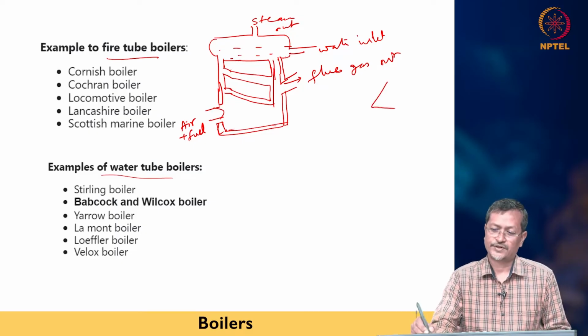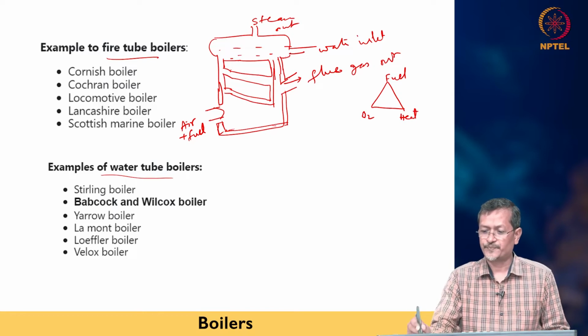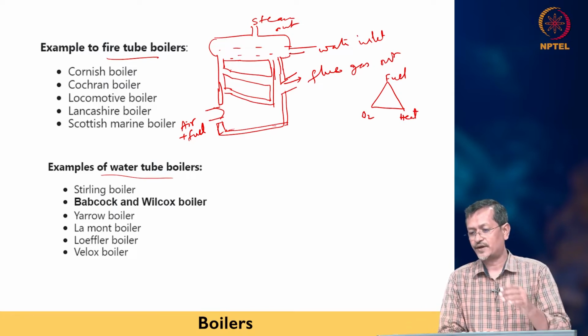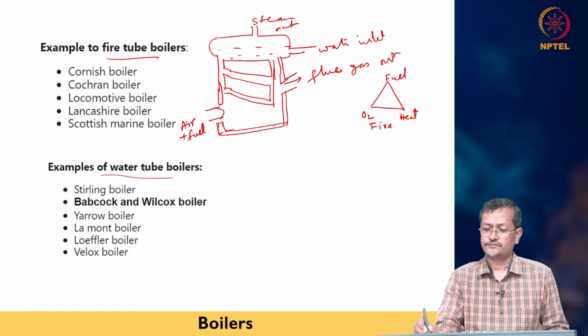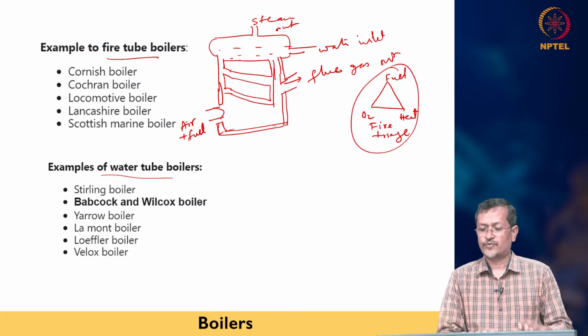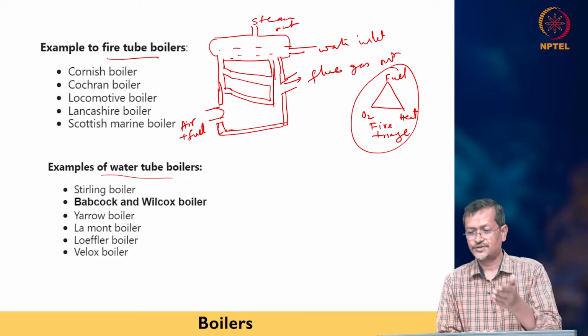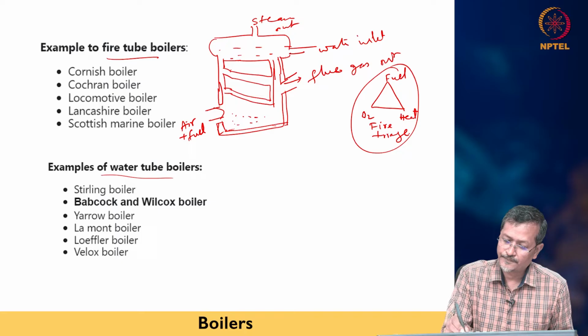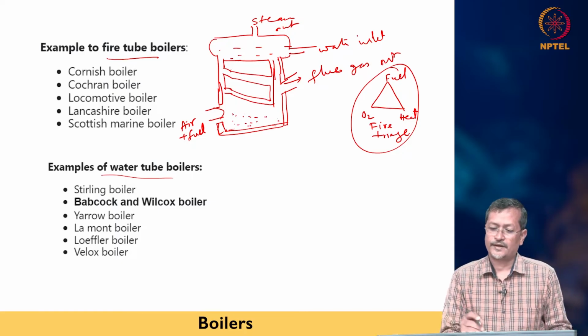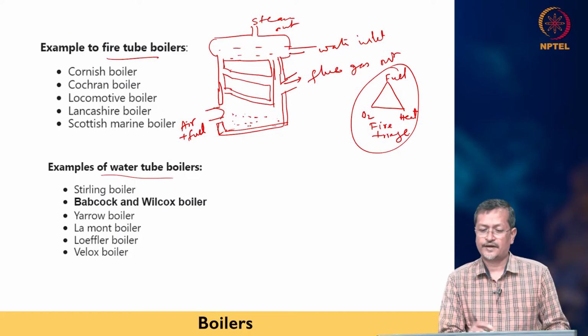This is actually called the fire triangle. If you want to get any fire, you must have fuel, oxygen plus heat. All the three things will be required. So if you want to stop fire, you can break any arm of this triangle. So this is called fire triangle. For combustion, you provide all three: fuel, oxygen and heat, and the reaction will occur.